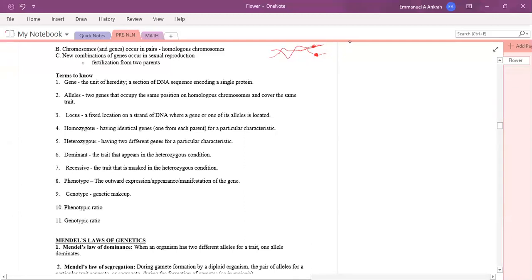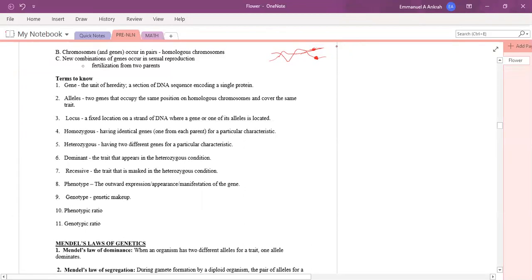So this would be like a gene. Let's take height. Let's say uppercase T for tallness, for tall, and then lowercase t. Let's say that that's a gene for short. Then they will carry the same position on the chromosome like this, so they'll be the homologous chromosomes.